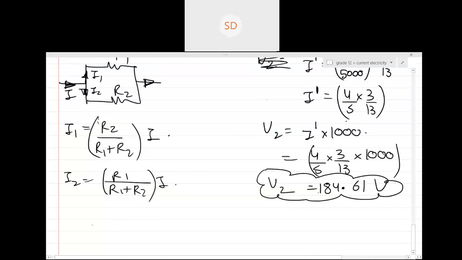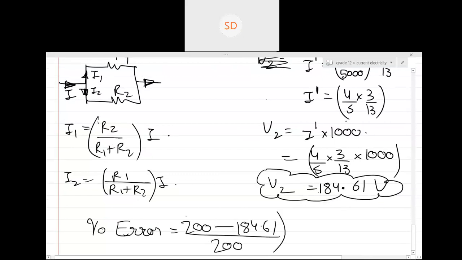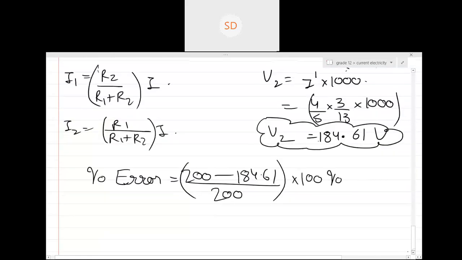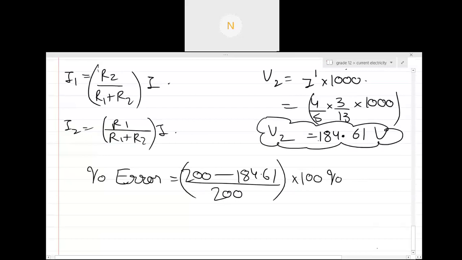So what is the percentage error? Percentage error will be 200 minus 184.61 divided by 200 into 100. So this will be 15.38 divided by 2, which is 7.69%.